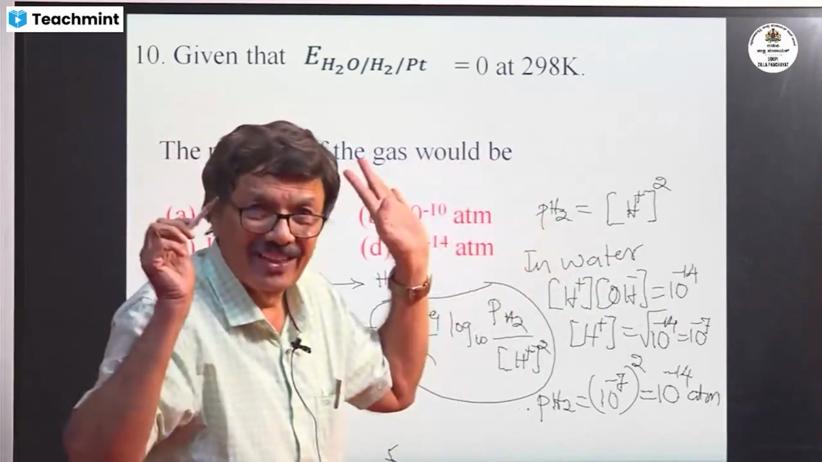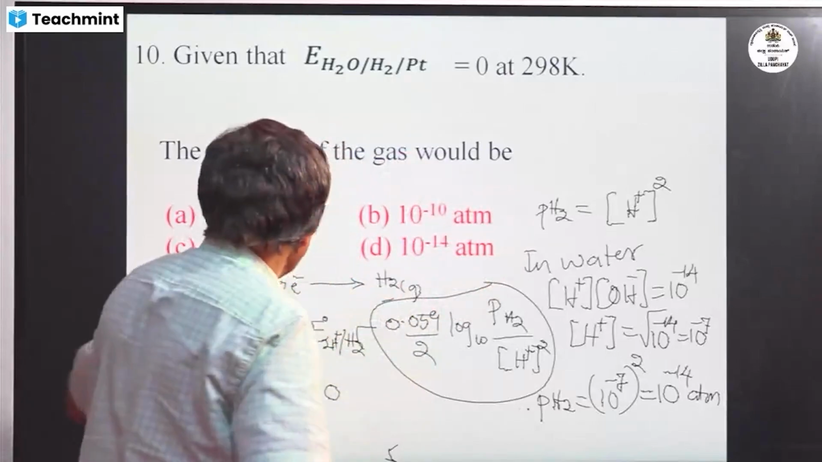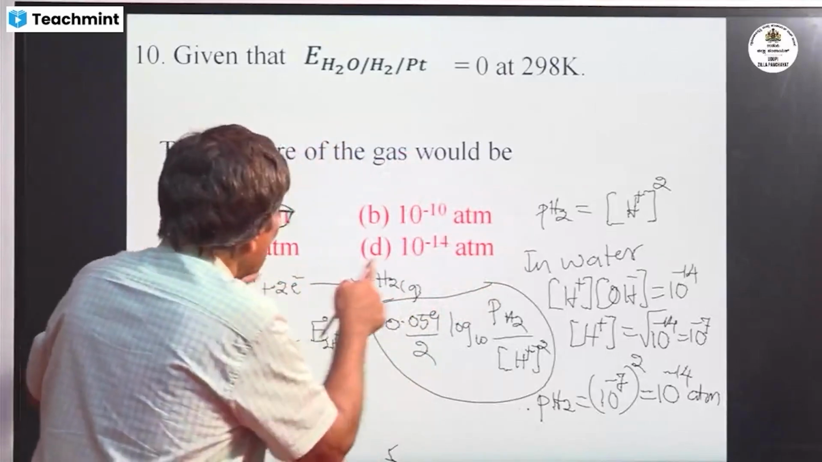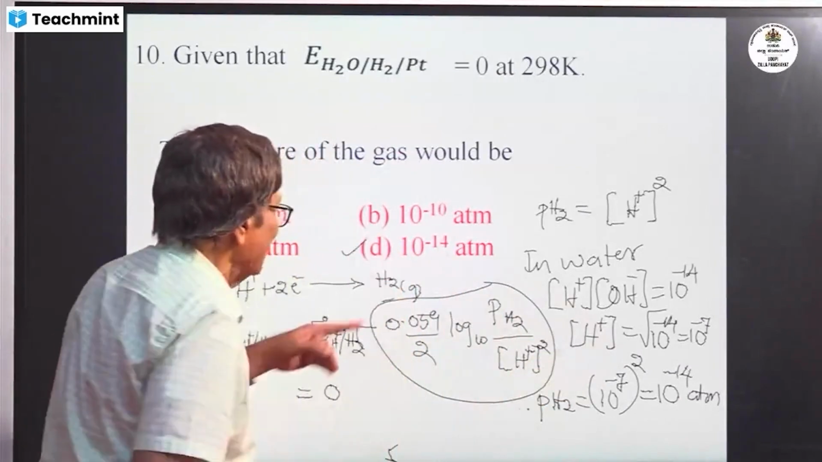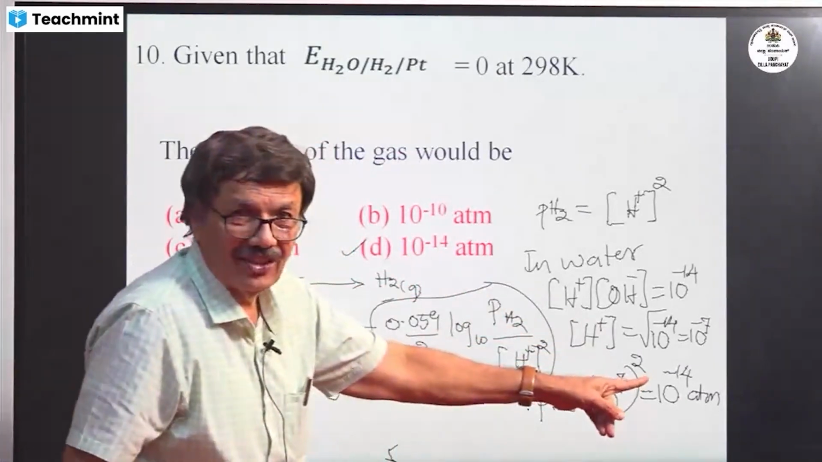That is the meaning. So what is the right answer now? It is 10 to the power minus 14 atmosphere. Option D is the right one, 10 to the power minus 14. I will explain it once again.